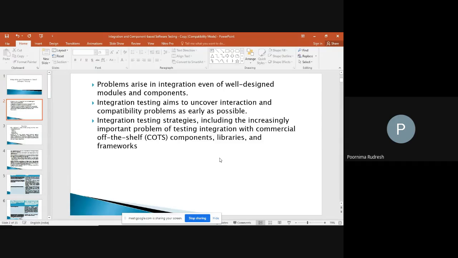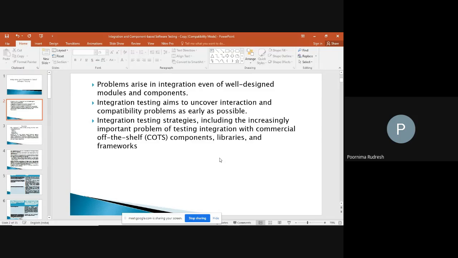In this, you are going to study the major integration testing strategies, including the increasingly important problem of testing integration with commercial off-the-shelf components, libraries, and frameworks. And why are we going for integration techniques? Because problems arise in the integration even of well designed modules and components. Importantly, integration testing aims to uncover interaction and compatibility problems, and we are going to detect those problems as early as possible.